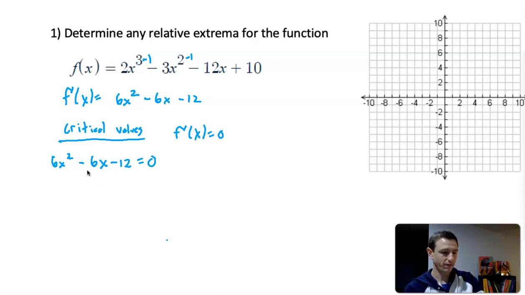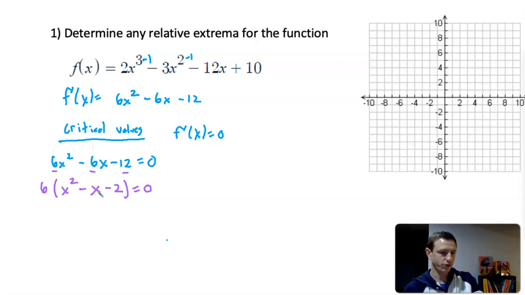In order to do that, first we have to factor out a 6, because I have a 6, 6, and 12. So I'm going to factor out a 6. X squared, so I took out a 6 from there, took out a 6 from there, so I'm just left with minus x here. Took out 6 from 12, so 12 divided by 6 is 2, so that's going to be minus 2 equal to 0.